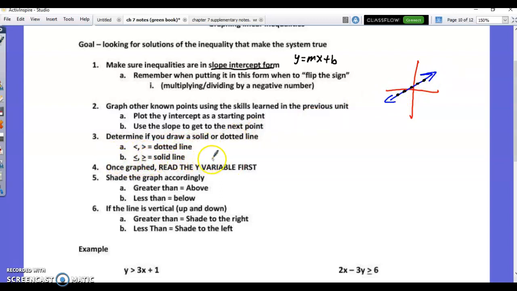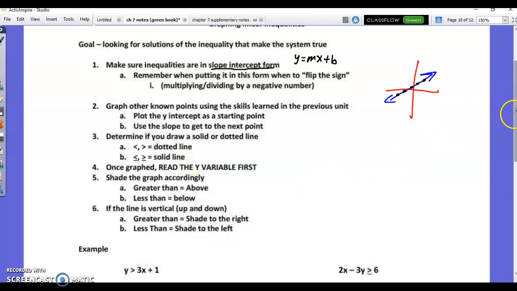Once you graph it, read the y variable first. So in this case, y is greater than. And greater than is going to tell us we shade above the line. And if it reads as less than, we shade below the line. I'm not sure if there's a few examples here, not in the notes, but if the line is vertical or horizontal, greater than you shade to the right, less than you shade to the left. But again, if it's horizontal, above for greater than, below for less than.